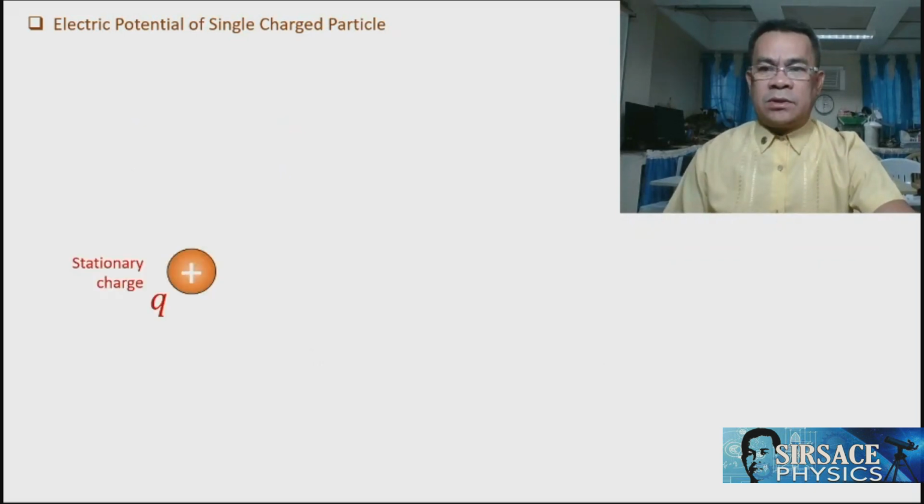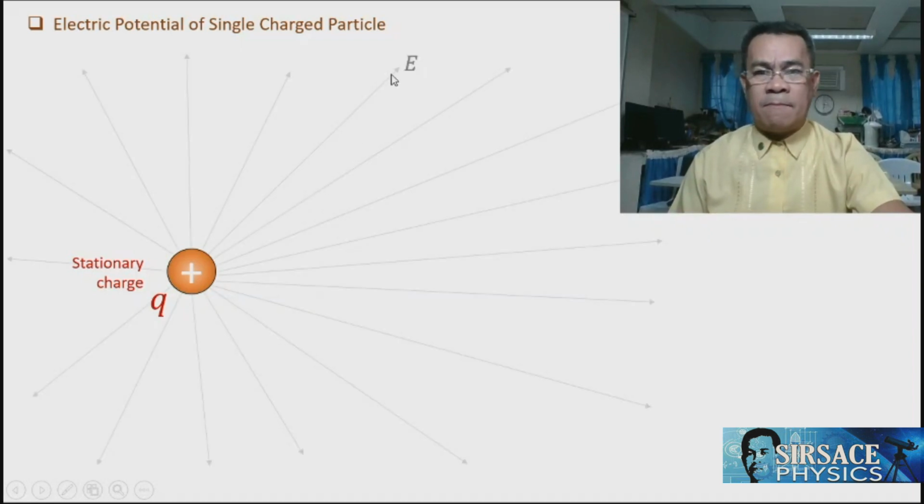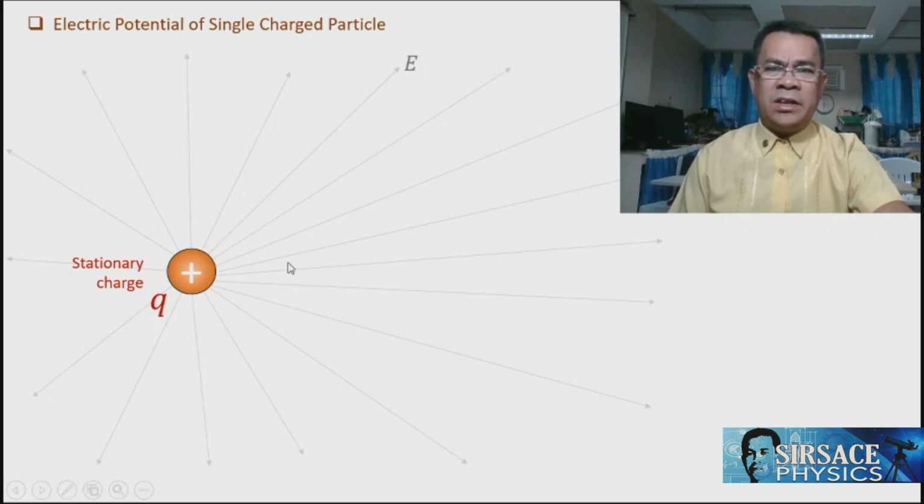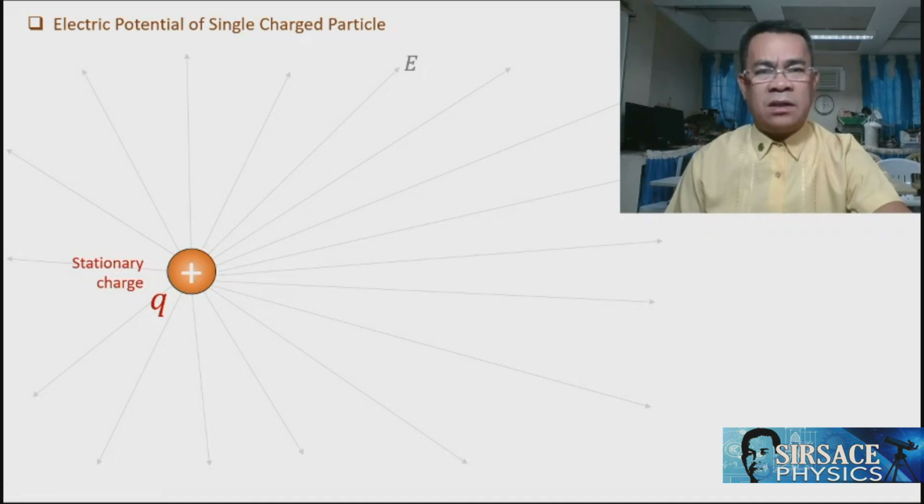Suppose we have a stationary charge, let us say Q. It is positively charged. We understand that because of this charge, there is a charge distribution, which is called the field lines. These are the electric field lines. And at different points, at a distance from the center of this charge, there is a unique electric field, which means that this electric field varies with the radius from the stationary charge.